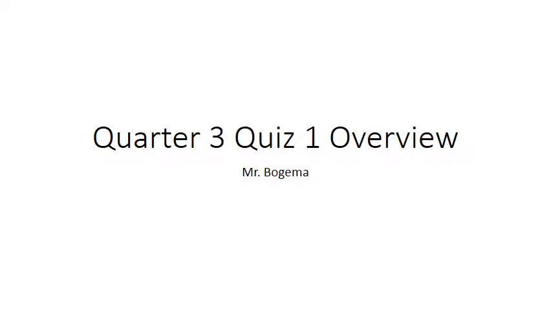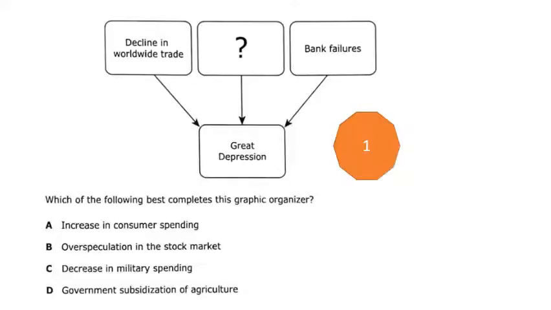All right, this is American History Quarter 3 Quiz 1 Overview. Mr. Bogoma, we're going to start with the 12 questions. Which of the following best completes this graphic organizer?